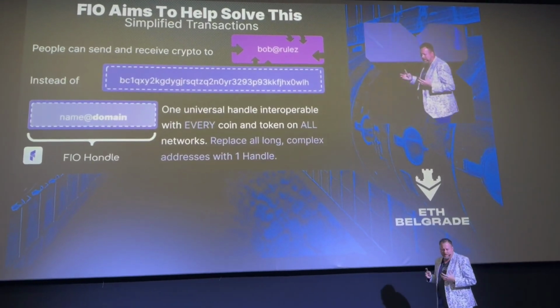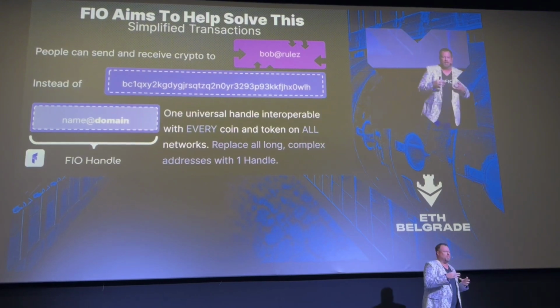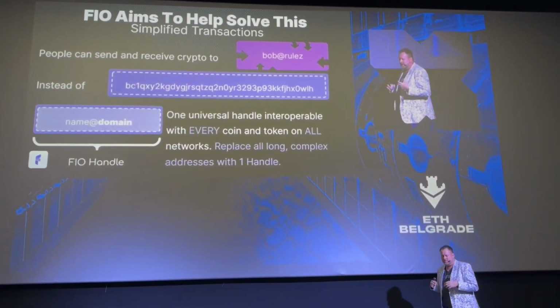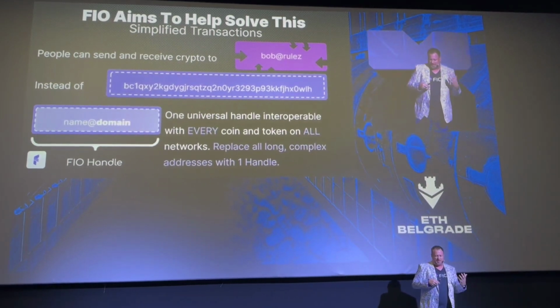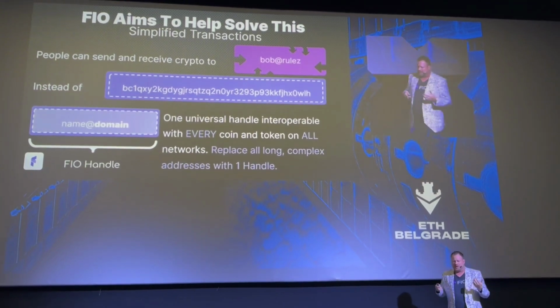even if a new chain spins out tomorrow, it's designed with that in mind, because the way the FIO blockchain is designed, interoperability is the core, and being able to map different wallet addresses and chain codes is very simple. We don't have to change the whole smart contract. It's all governed by the chain. So one universal handle, interoperable with every coin and token on all networks.